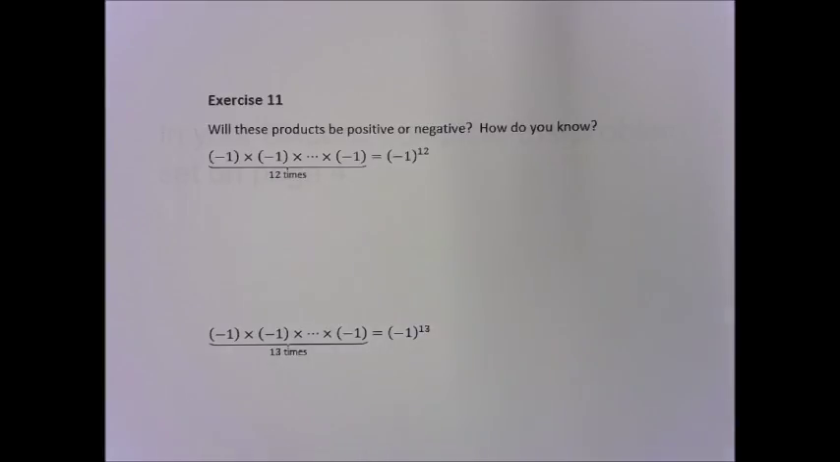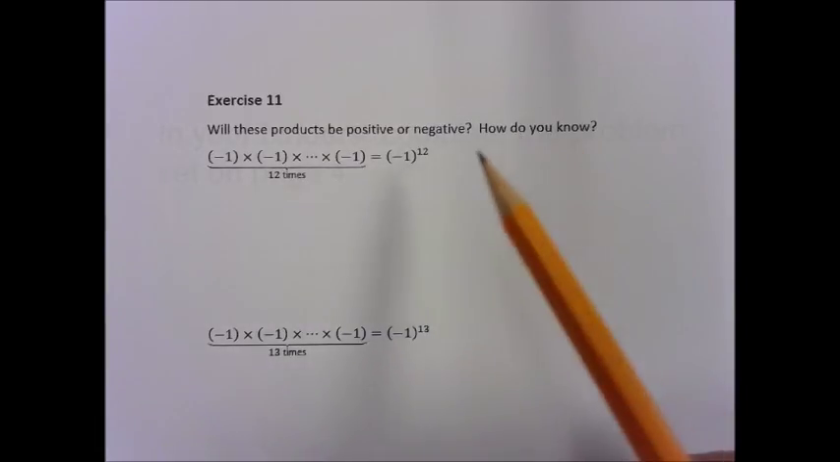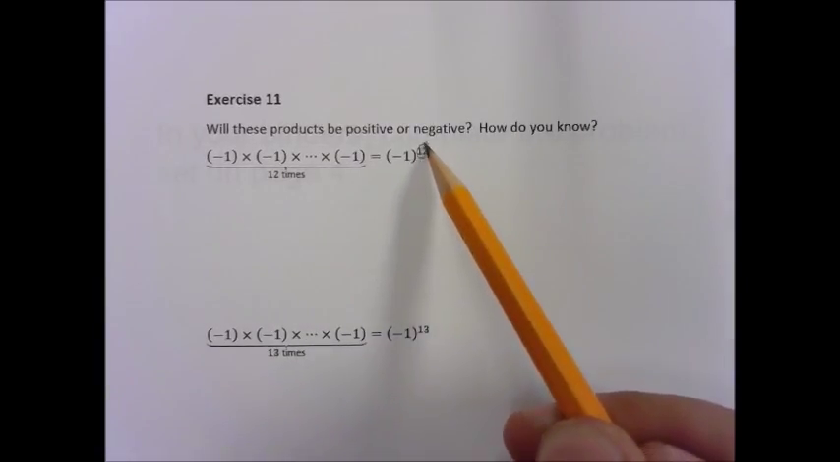Now moving on to exercise 11, it reads, will these products be positive or negative, and how do you know? And if you look at them, it says -1 times -1, 12 times. It already has it written in exponential form for you. But we want to know if the product will be positive or negative. Now the easy way to take a look at this is to look at the exponent itself, 12.